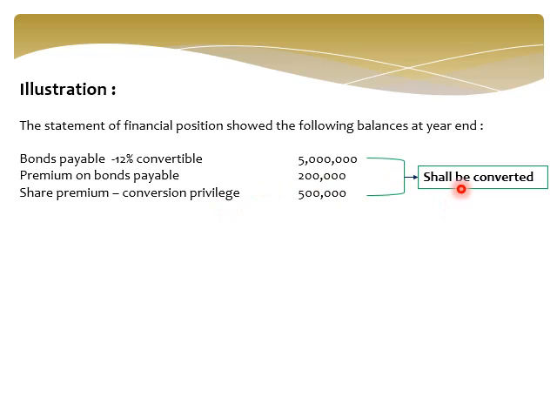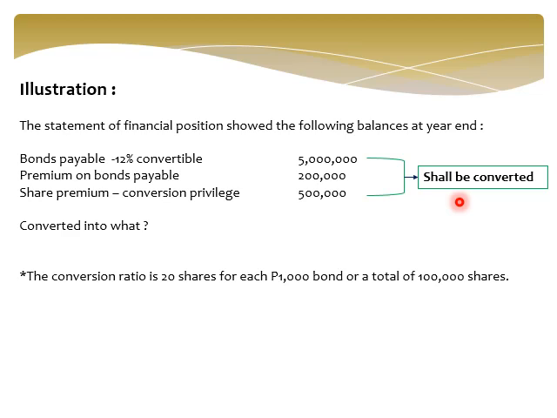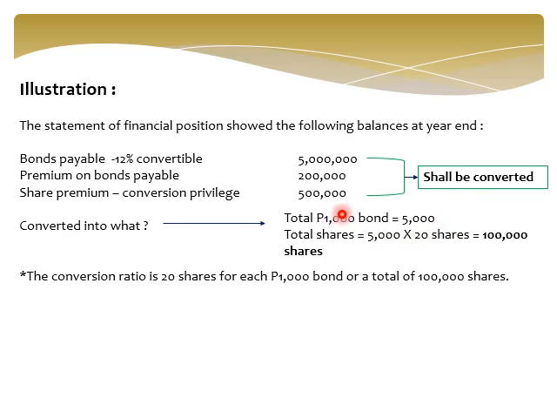And it shall be converted na daw. Iko-convert sa 100,000 shares. So, converted into what? The conversion ratio is 20 shares for each 1,000 bond, or a total of 100,000 shares. Kasi meron tayong 5,000 total bonds, kasi 5 million yung face amount ng bonds. So, divide natin sa 1,000 peso bond, meron tayong 5,000 bonds. And each 1,000 peso bond, yung conversion ratio niya is 20 shares. So, times 20 shares, we have 100,000 shares.